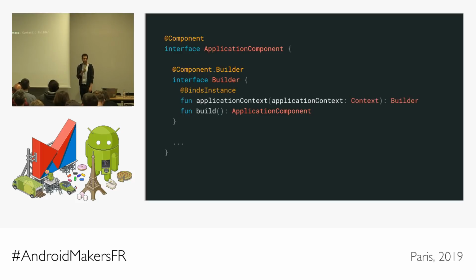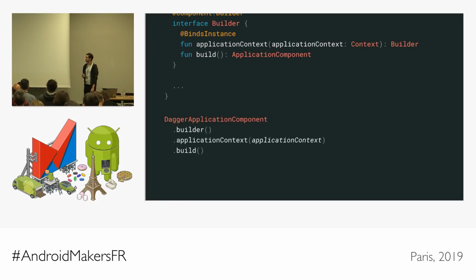So if you want to bind the application context, you add a method annotated with BindsInstance that receives your context, and that's how it's going to be bound to your graph, basically. So the way you create this is pretty much the same as what we had before, but instead of passing a module, you just pass the application context.